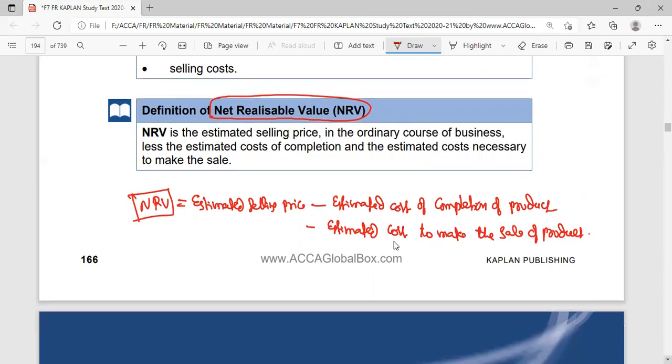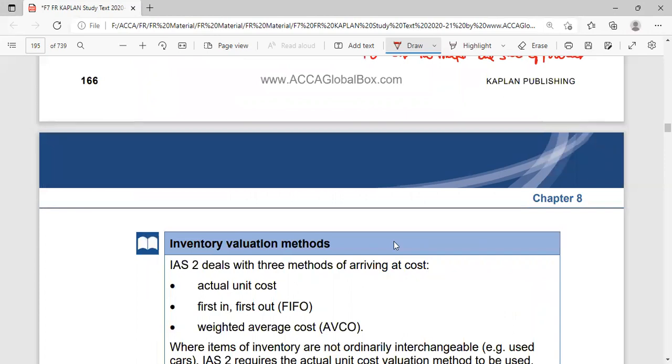Okay. So inventory is generally valued at what price? Cost or NRV, whichever is less. So that is the valuation principle. And remember, this principle has to be applied item by item, not group wise. So what does this mean, sir?